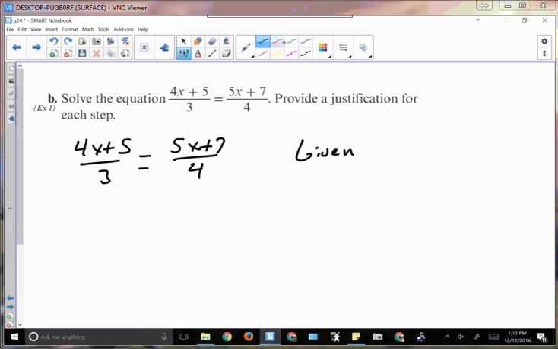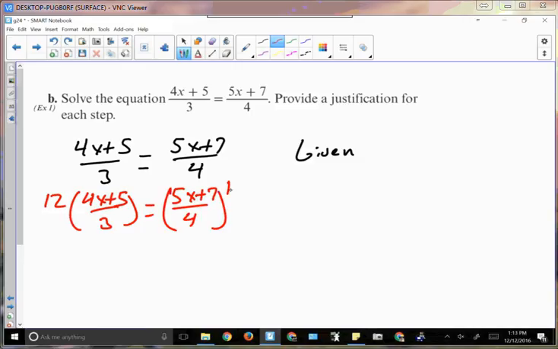Hey, Gavin, what do you believe should be the next step? Cool. So that means that we end up with 12, 4x plus 5 over 3 is equal to 5x plus 7 over 4 multiplied by 12. And what would be the reason that we would do that? Well, yeah, I know that's because that's the reason why, but what's the rule that allows me to multiply both sides by?